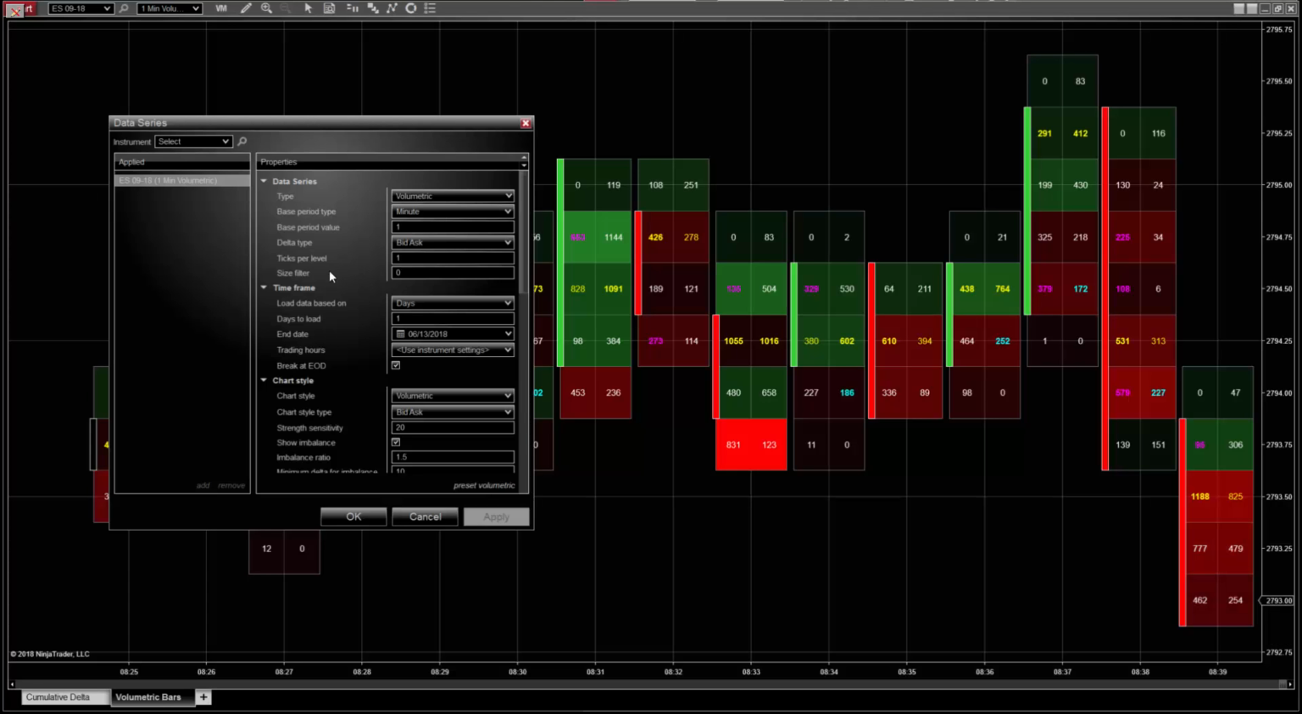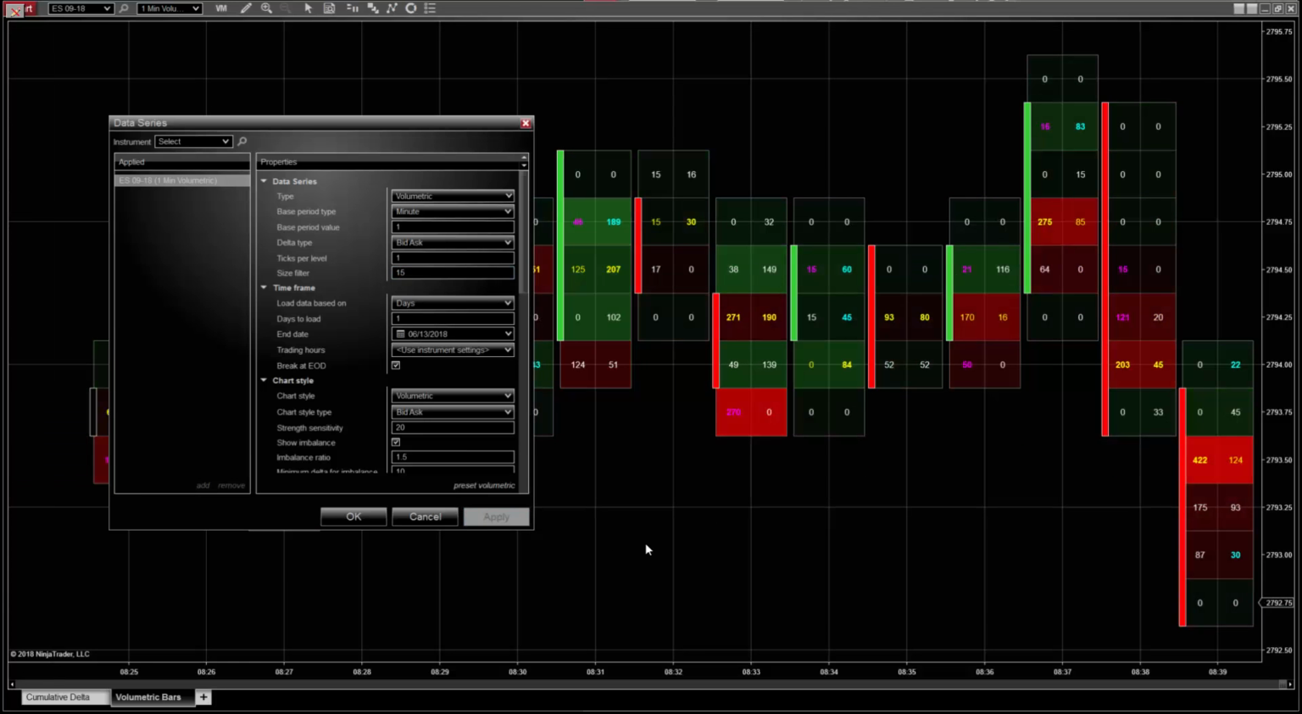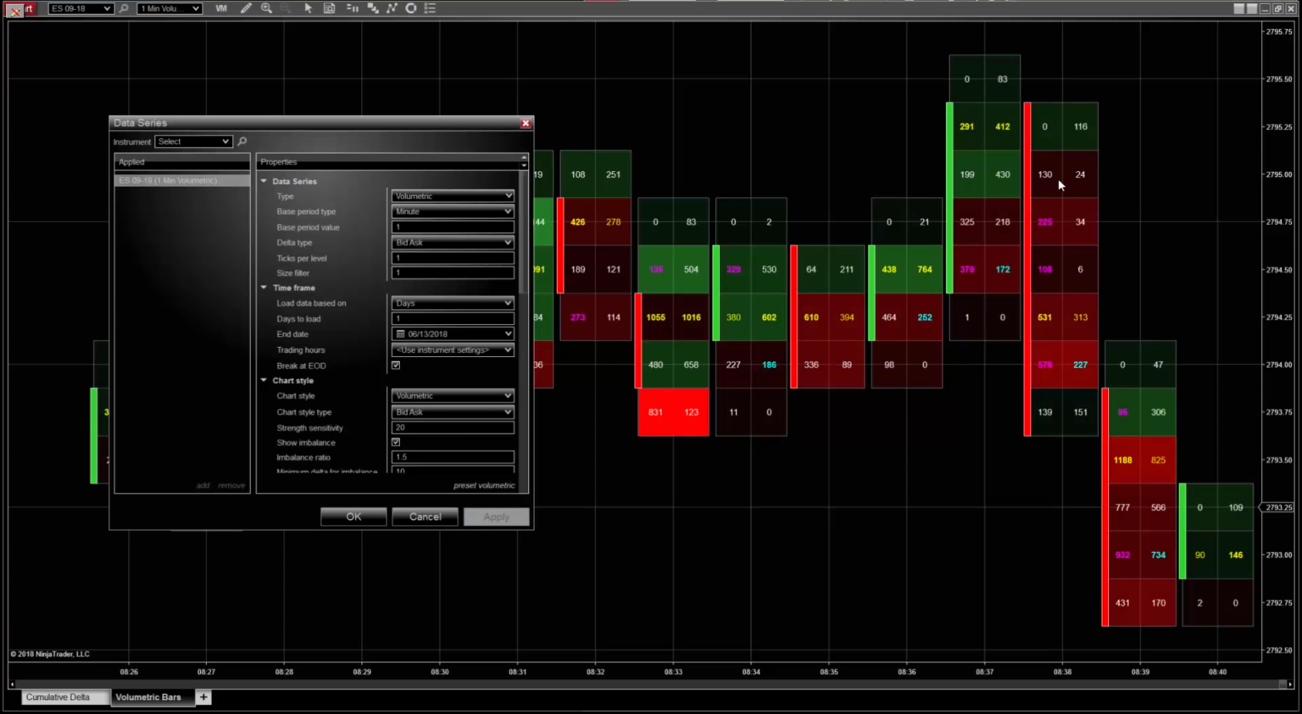The size filter setting works similar to the related cumulative delta indicator setting and will only include trades greater than or equal to the defined volume. So I could set the volume metric bars to include data for trades above a certain volume threshold. I'm going to set this to a value of 15. And we'll see now that a lot of the data is removed as the volume was below 15, and anything above 15 will still be included. If I reset that, we'll go back to the initial display.